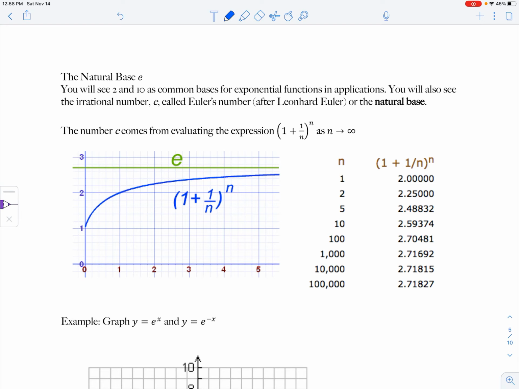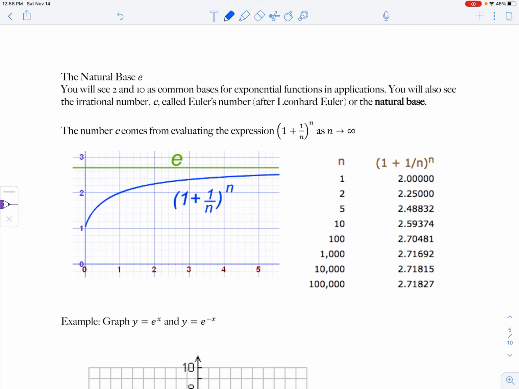Okay, so next let's talk about the natural base e. And you'll see 2 and 10 as common bases for exponential functions in applications, but you'll also see the irrational number e, which is called Euler's number, named after Leonhard Euler. And e is referred to as the natural base.